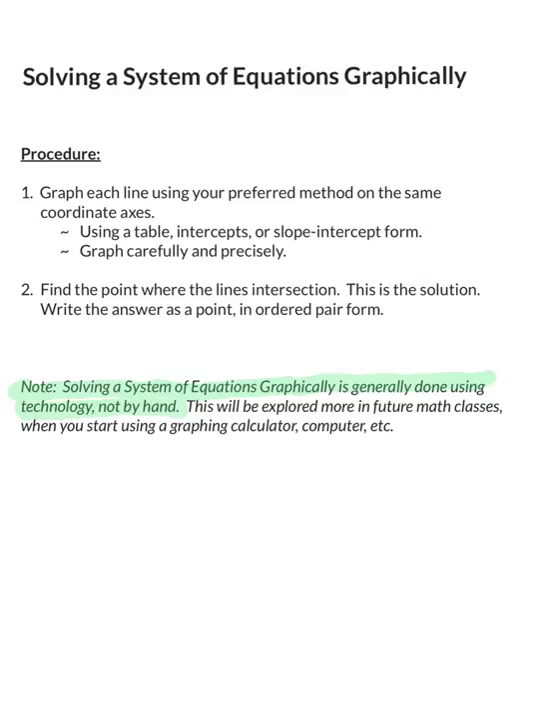The other reason is that what if your point of intersection is not a nice point? We're not going to look at any of those here, but it's entirely possible that your point of intersection involves fractions or decimals. And if you're graphing by hand, are you going to be able to accurately determine what your point of intersection is? And the answer is no. So this will be explored more in future math classes when you start using a graphing calculator, computer, etc.